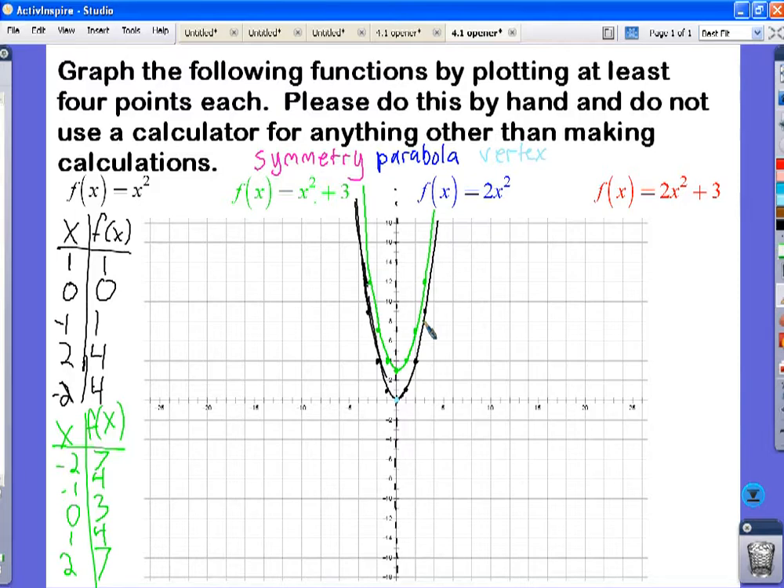Here's a question. Maybe you don't think that it looks the same. Does it look skinnier to you? Is it skinnier? No. Maybe it's a little skinnier? No, it's the exact same. It is the exact same. It's only moved up 3.